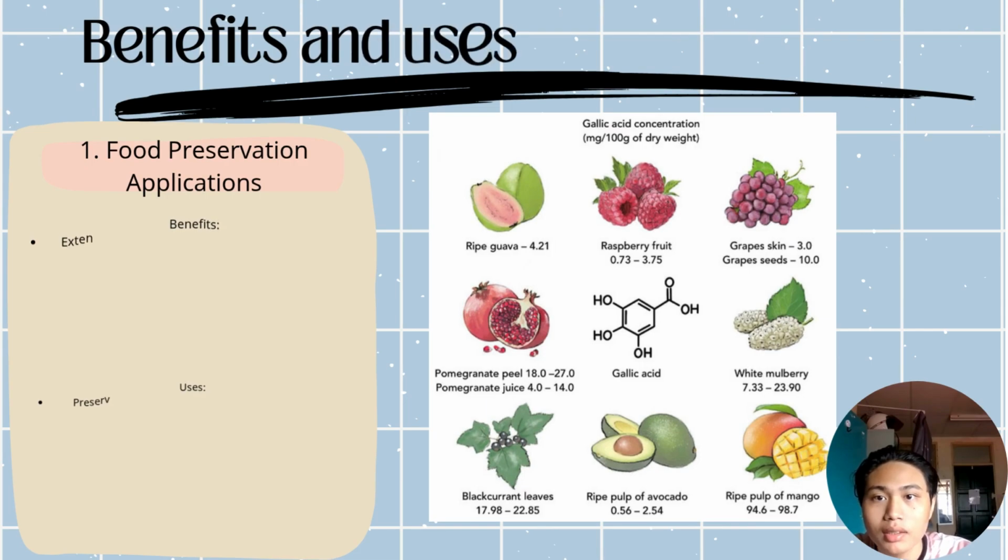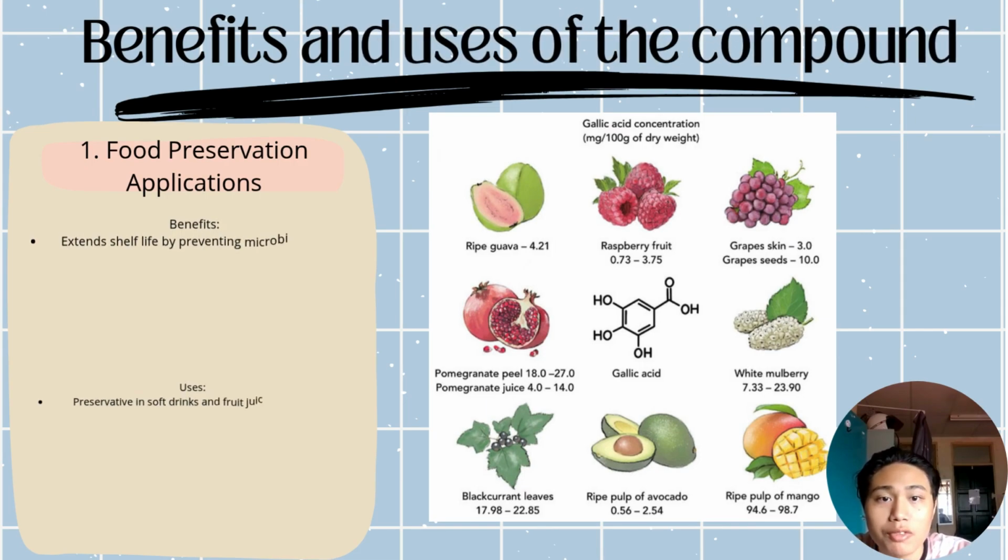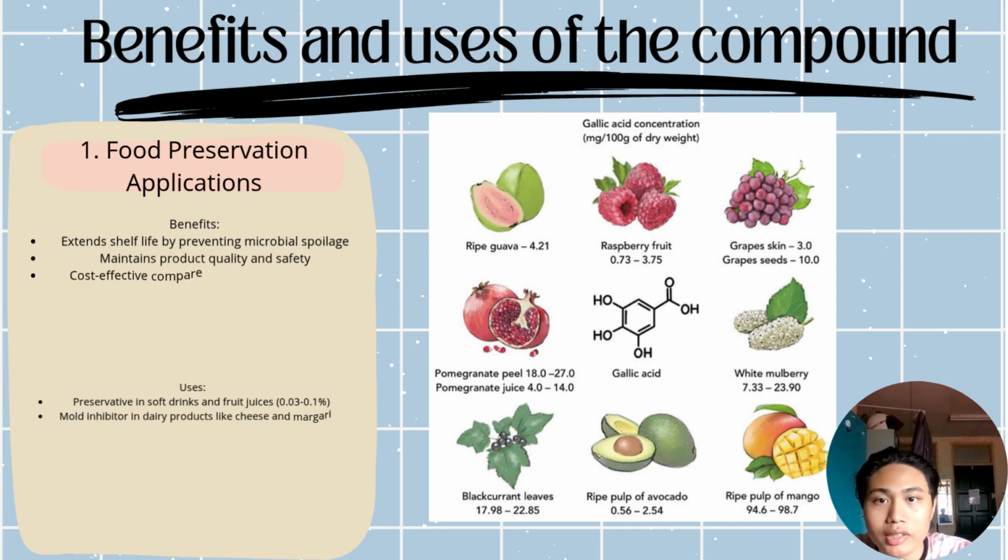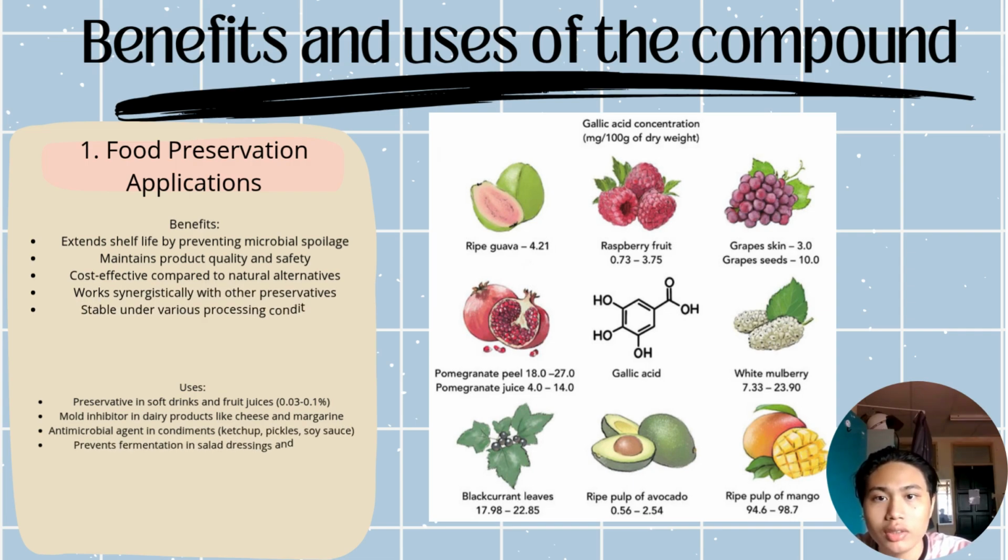Benzoic acid plays a crucial role in food preservation by preventing microbial spoilage, thereby extending the shelf life of various products. Its antimicrobial properties help maintain food quality and safety, ensuring that products remain fresh and free from harmful bacteria, yeast, and mold. Compared to natural alternatives, benzoic acid is more cost-effective, making it a preferred choice for large-scale food production. Additionally, it works well with other preservatives, enhancing their effectiveness.